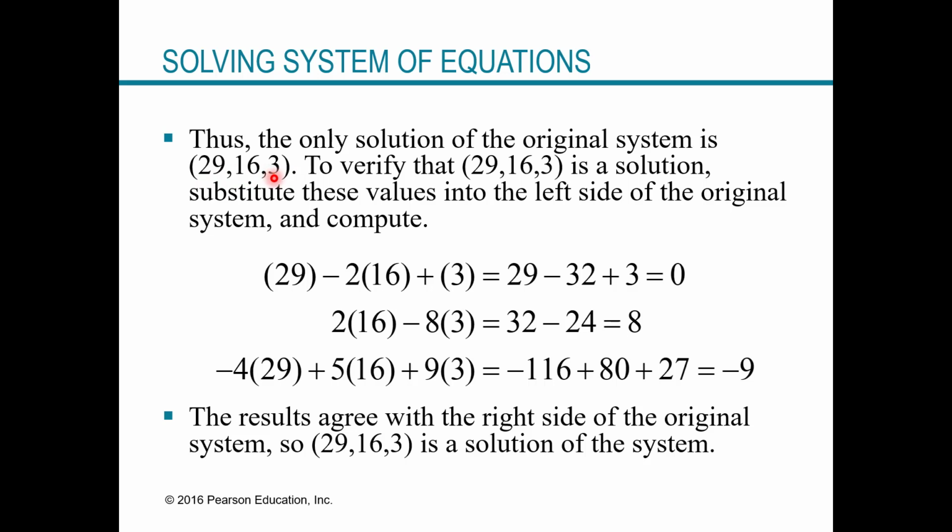Now, anytime you're not sure if you did this right, you can always verify by substituting the values of your variables back into your original equations. So if you go back, this was equation 1, this was equation 2, and this was equation 3. And you just plug in your variables everywhere for x1, x2, and x3. And you should get what it's supposed to equal, and we do. So in this case, equation 1 was supposed to equal 0, and it does. Equation 2 was supposed to equal 8, and equation 3 was supposed to equal negative 9.